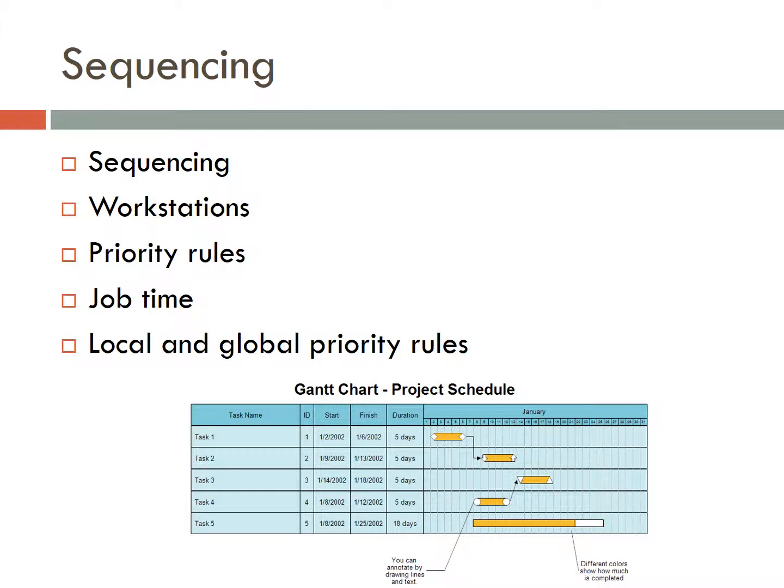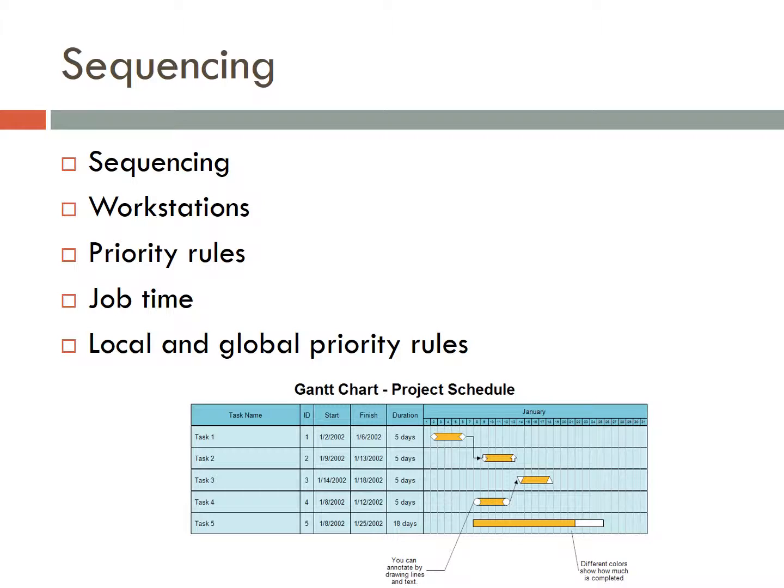Sequencing. Sequencing is important because even though loading decisions help determine the types of machines and work centers that will be used for specific jobs, they don't indicate the order in which the jobs are waiting at a given work center to be processed. So that's where sequencing comes into play, and that helps to determine the order in which jobs at a work center will be processed.